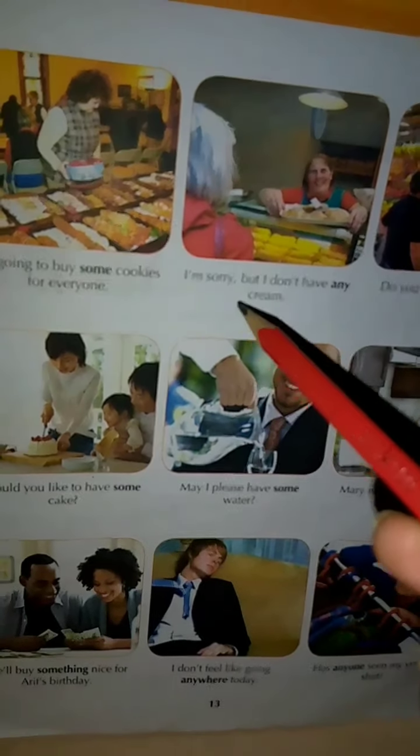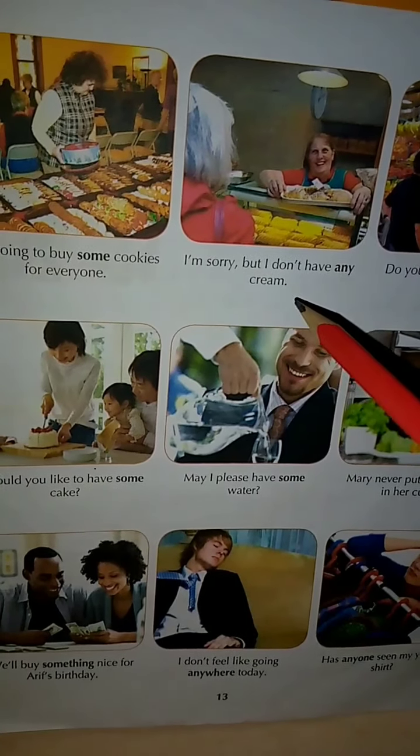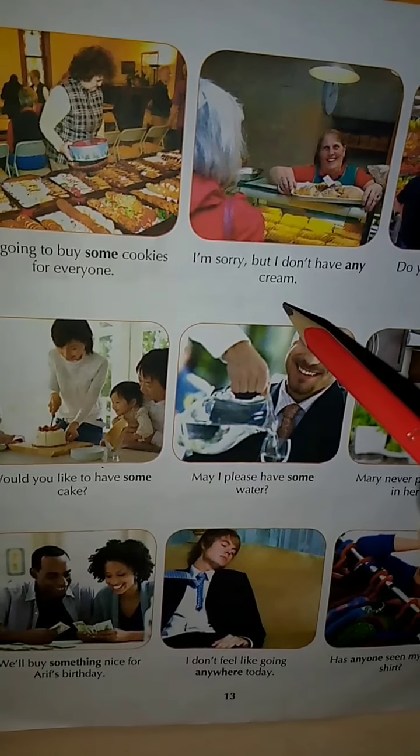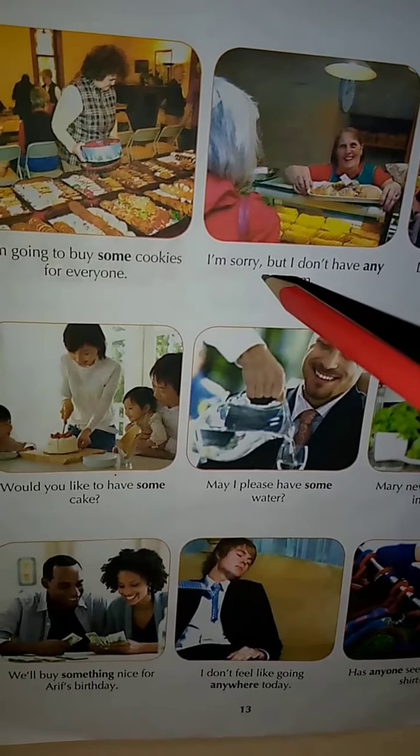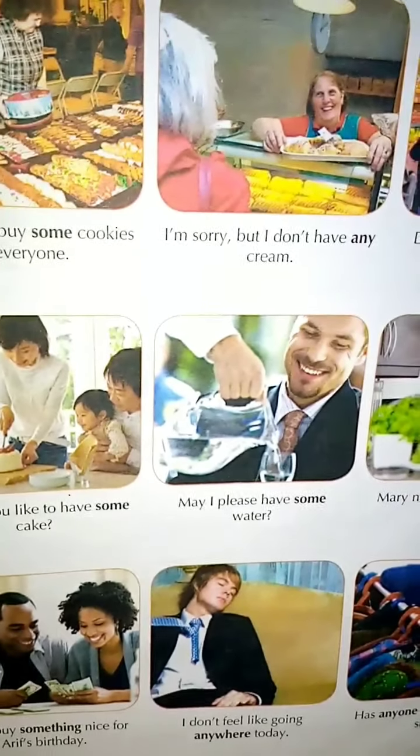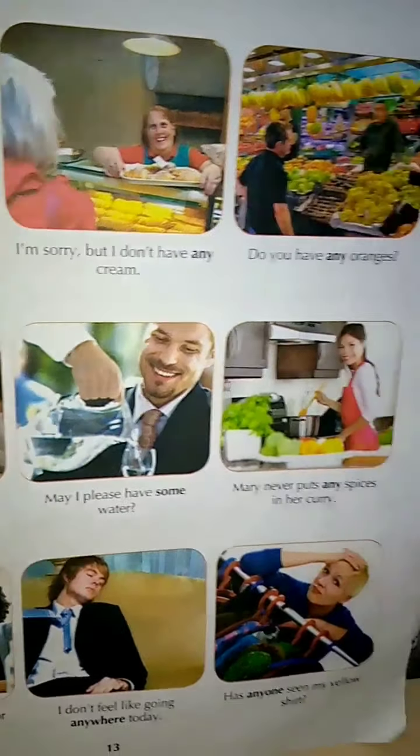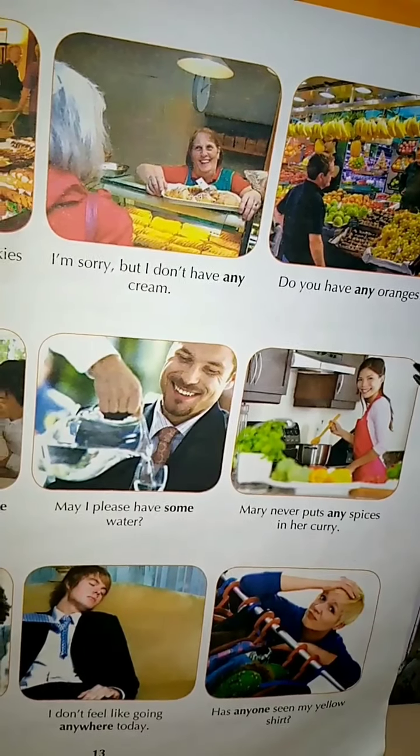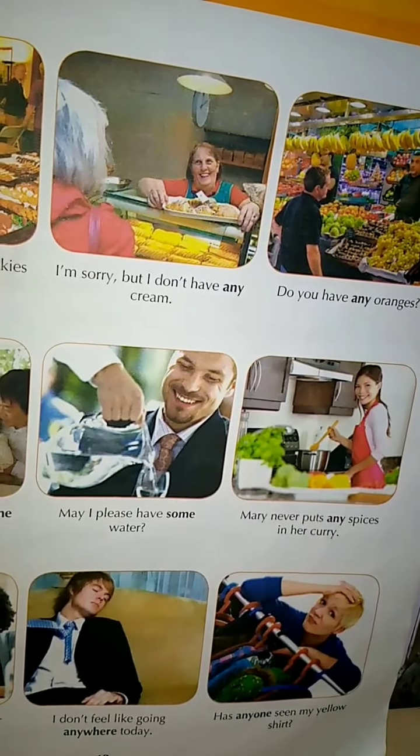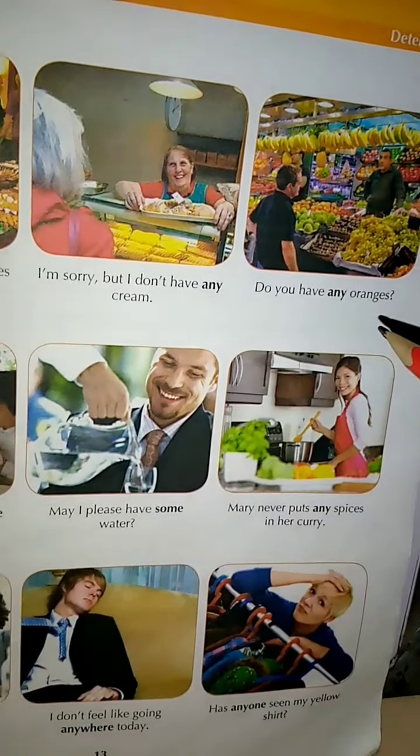Then, I am sorry but I don't have any cream. मैंने क्या कहा था, any हम नेगेटिव टाइप ऑफ सेंटेंसेस और क्वेश्चन टाइप ऑफ सेंटेंसेस में यूज़ करते हैं. तो ये नेगेटिव सेंटेंस है कि उसके पास क्रीम ख़त्म हो चुकी है, ठीक है. Do you have any oranges? मैंने जैसे कहा था कि हम इसको अक्सर पॉजिटिव सेंटेंस में भी यूज़ करते हैं, तो हमने इसको पॉजिटिव सेंस में भी यूज़ किया है, ठीक है.